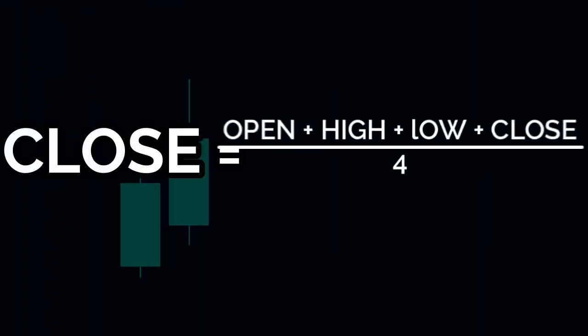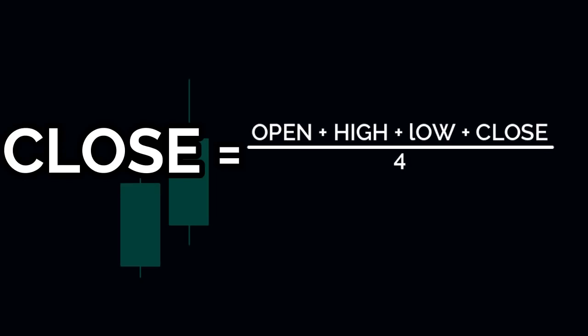In other words, we can say that the open of the current Heikin Ashi candle is the midpoint of the previous Heikin Ashi candle. The close of the Heikin Ashi candle is calculated by adding the open, high, low, and close of the current candle and dividing it by 4. In other words, it is the average price of the current candle. The high of the Heikin Ashi candle is simply the highest price at which the asset has traded for that particular period of time. Similarly, the low of the Heikin Ashi candle is the lowest price at which the asset has traded for that particular period of time.